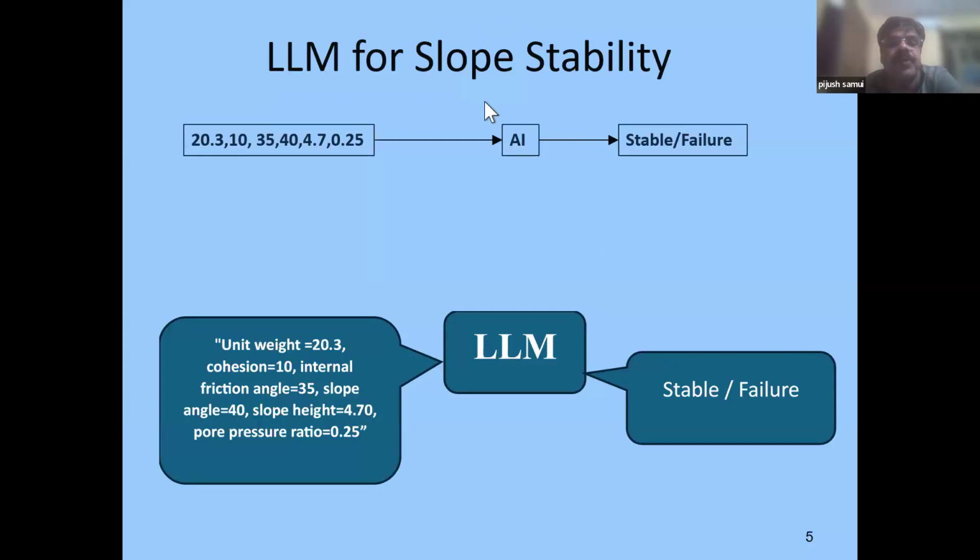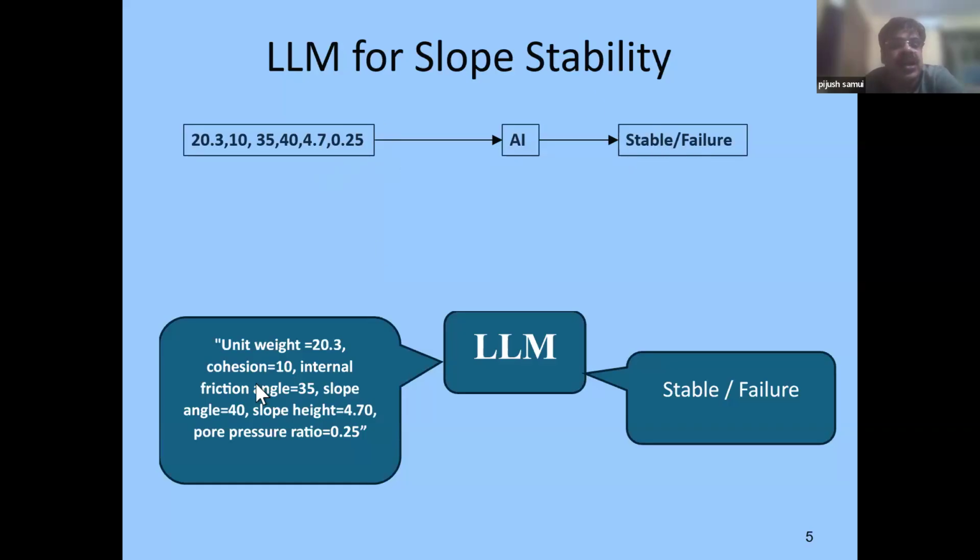If you take a slope stability problem, in traditional AI we generally give 20.3, 10, 35, 40, 4.7, and 0.25. If you show this to anybody who knows nothing about civil engineering, or even someone who knows civil or geotechnical engineering, he has no idea what this 20.3 is, what this 10 is, what this 4.7 is, what this 0.25 is. Traditional AI, if you give all these, will also give the result: the slope will be stable or it will fail.